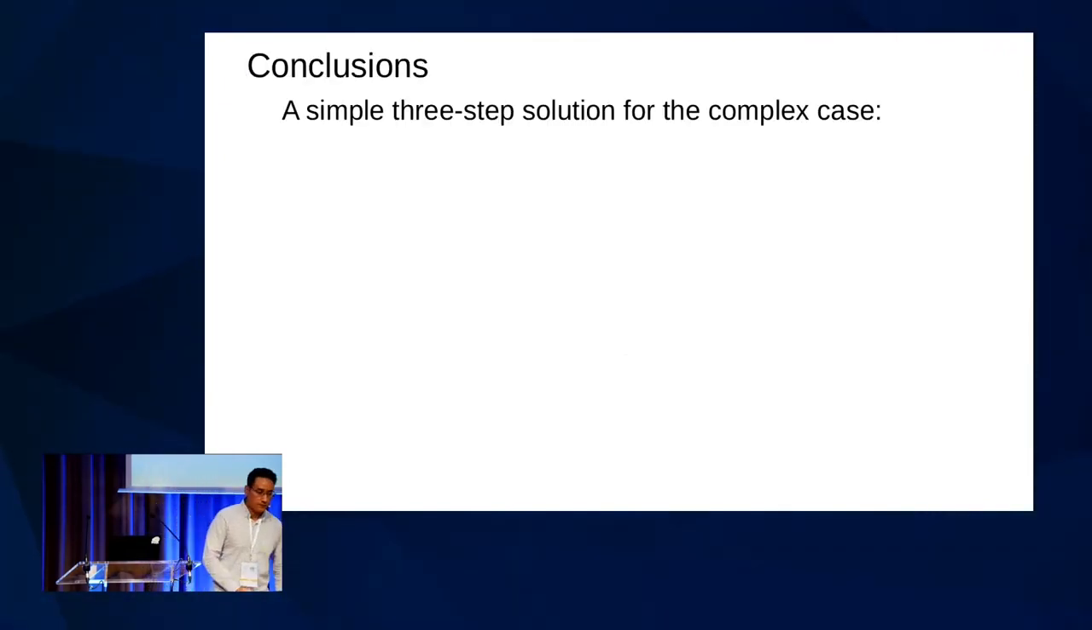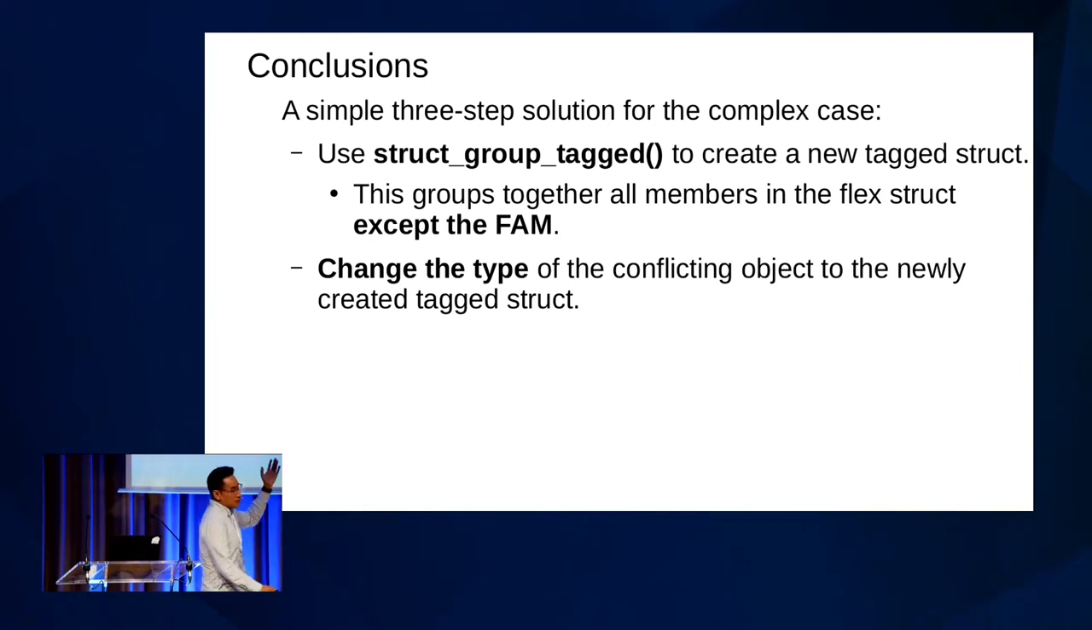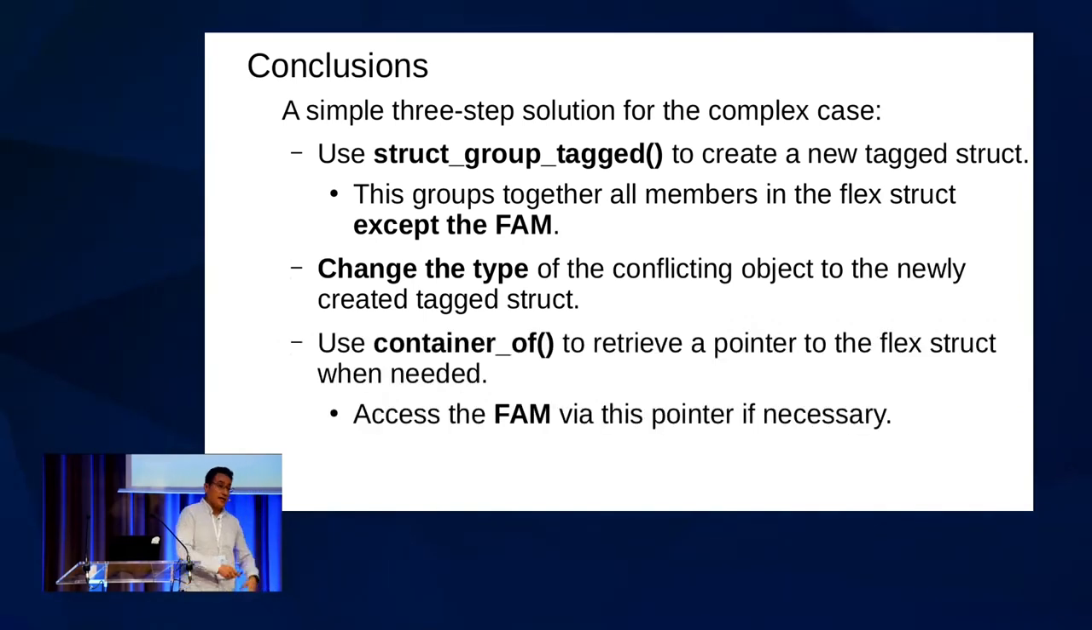Well, conclusions. We have a simple three-step solution for the complex case. We have to use through group. With through group, we create a new type, and we group together the members in this new group. We isolate the flexible array member. The compiler is not going to be able to see the flexible array member anymore. We are not going to have warnings. Then we change the type of the flexible structure to this newly created type. And in the case that we need to access the flexible array member, we can use container off. And that's the general solution.